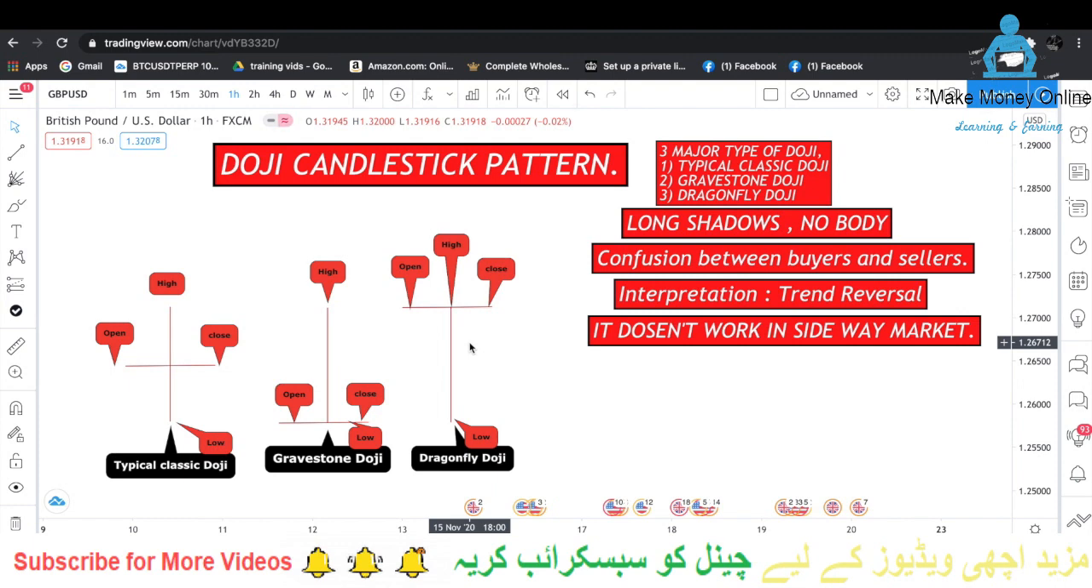And one more important thing which I have experienced in my trading journey: the doji candlestick doesn't work when the market is consolidating or moving sideways. Always look for doji in trending markets. It adds an extra confluence to your trading strategy. So now let's go to the chart and find real-life examples.